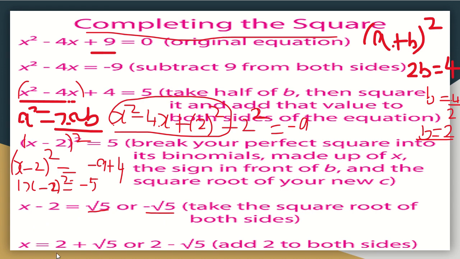Okay. Next, what is the value for this x now? So x will be 2 plus root 5 or 2 minus root 5. That is the value of x. Whenever you get a problem with the completing square method, you have to use the (a plus b) the whole squared or (a minus b) the whole squared formula.